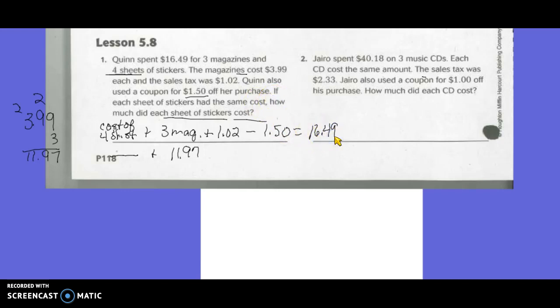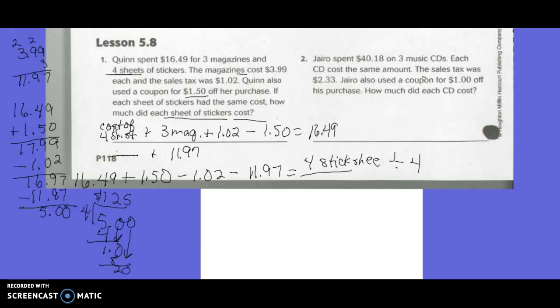Then if we're going to do this backwards, we're going to start with our $16.49. We're going to add our $1.50 for our coupon. We're going to subtract our $1.02. We're going to subtract our $11.97. And then it should equal the cost of 4 sheets of stickers. And then we're going to have to divide that by 4. So I'm going to stop the recording and do my work, and then we'll come back and talk through it real quick.